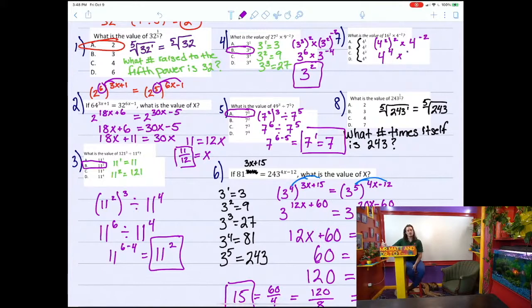Now we have common bases and we're multiplying, so we can add the exponents. So this is going to be 4 to the 4 plus negative 2, which is the same thing as 4 minus 2. So this simplifies to 4 squared, which is answer selection B. And lastly, we have number 8. What is the value of 243 to the 1/5 power?